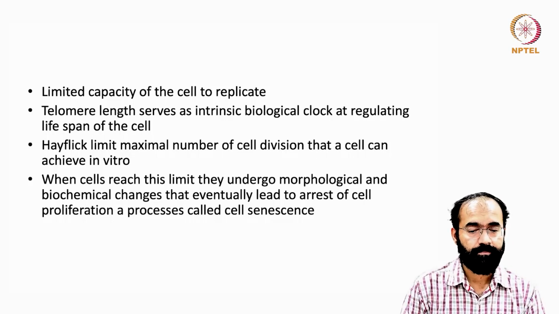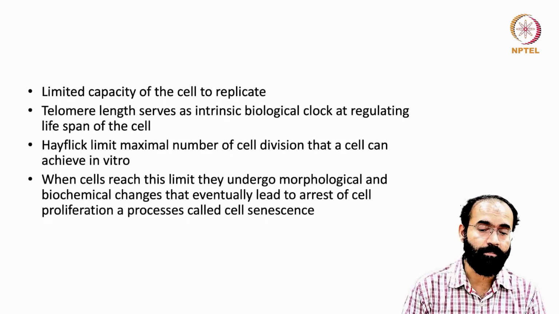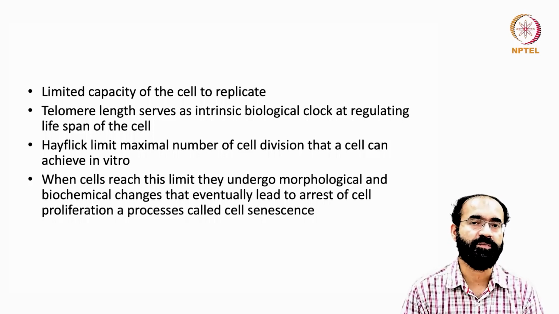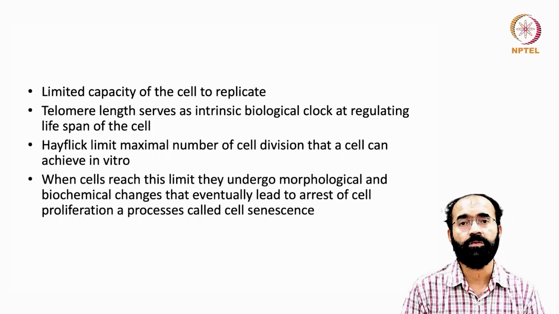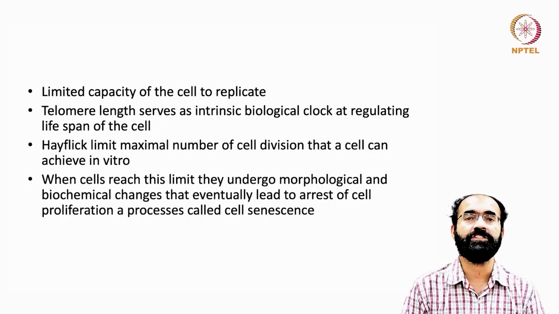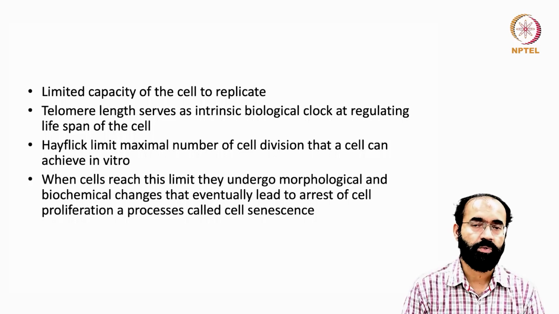The Hayflick limit is the maximum number of cell divisions that a cell can achieve in vitro. You took a cell from an organism and you are making it divide and divide and divide without introducing telomerase. So how long it can divide, and then it will stop dividing. So this is the Hayflick limit.